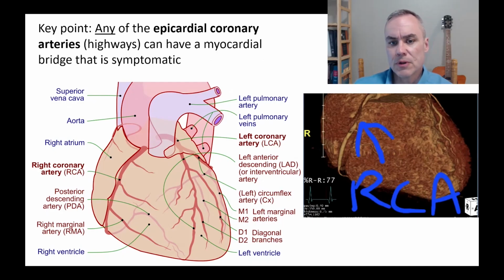Okay, so that's a good example of what a myocardial bridge can look like on a three-dimensional model. In particular on the RCA, the right coronary artery, not the LAD, where they're usually looked for.